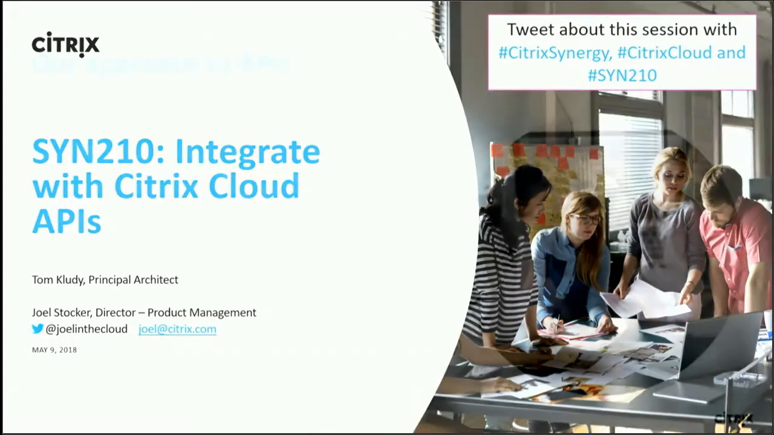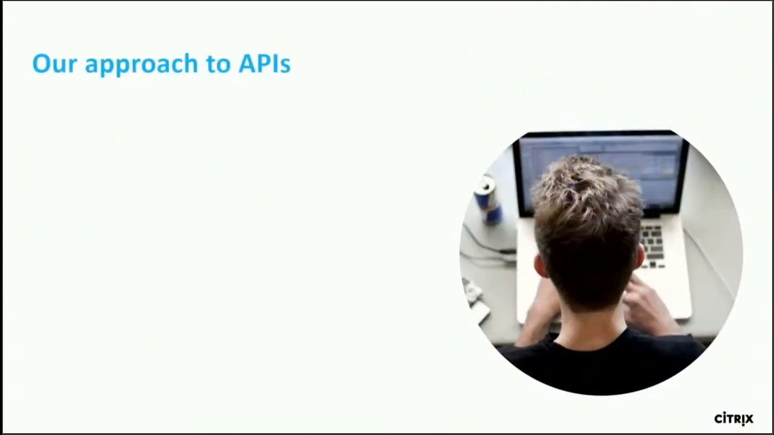Tom? Thank you. So first of all, I wanted to talk about our approach to APIs in Citrix Cloud. We actually have 5 guiding principles here. The first is that we want to make sure that your transition to the cloud is easy. And so it's really important to us that we have backward compatibility with our pre-cloud APIs. So if you already have scripts that work with Zen Desktop, if you have integrations that work with Zen Mobile, we want those to work when you start to consume those services from the cloud.